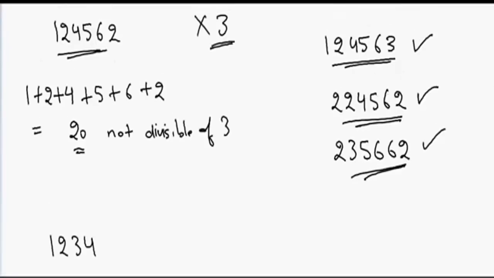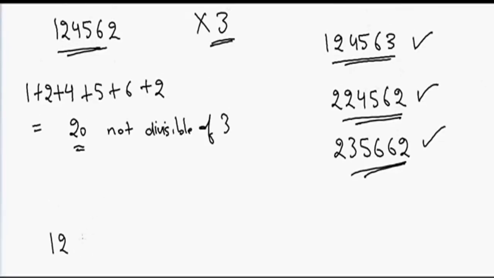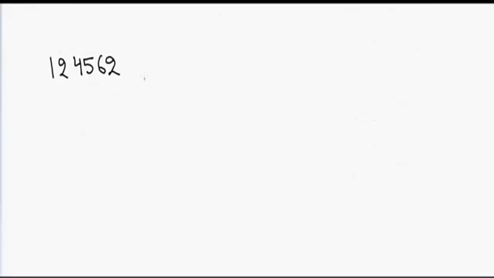Now let's talk about 4. So if I have, sorry, the number was 1, 2, 4, 5, 6, 2, and whether it is divisible by 4 or not. So in that case, what I have to do, I have to look at the last 2 digits. So are the last 2 digits evenly divided by 4?